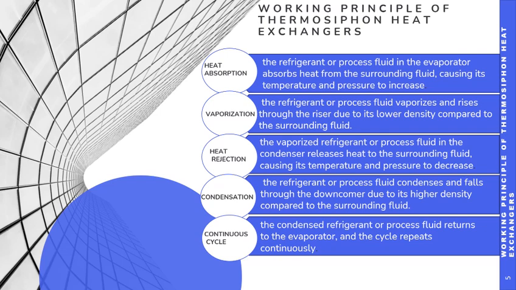To bring more light to this, a refrigerant absorbs heat from surroundings, causing its temperature and pressure to increase. The fluid then vaporizes and rises through the riser due to low density. Then, temperature and pressure decrease when fluid in the condenser releases heat to the surroundings. Due to high density relative to the surrounding fluid, the refrigerant fluid condenses and falls through the downcomer. These stages are then repeated to complete the operation of a thermosiphon.